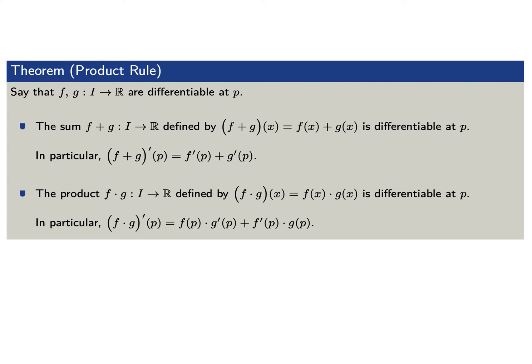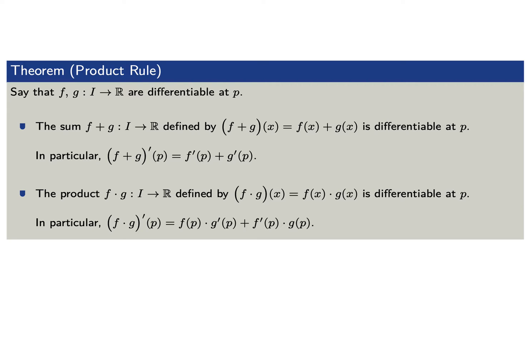But now this proves that f of x must be continuous at p as well. The next big statement that we'll make here involves the sums and products of differentiable functions. Let's say that f and g are both differentiable at p. Then the sum is differentiable at p, and moreover, the derivative f plus g prime is equal to f prime of p plus g prime at p.